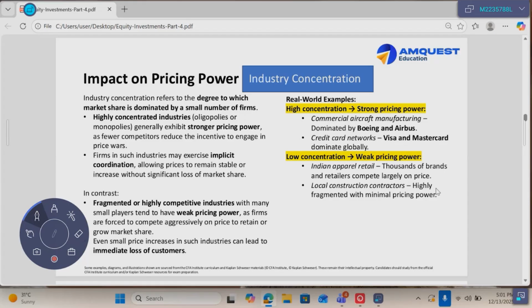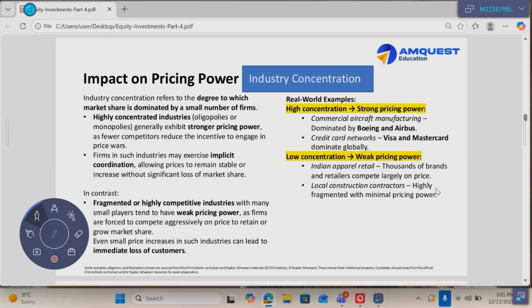Some examples, high concentration, strong pricing power. We only have Boeing and Airbus who are into the airline manufacturing segment. So they are the OEM manufacturers. Then we have credit card networks. We only have Visa and MasterCard globally. We have Amex, but not that much of market share. RuPay is there only in India.